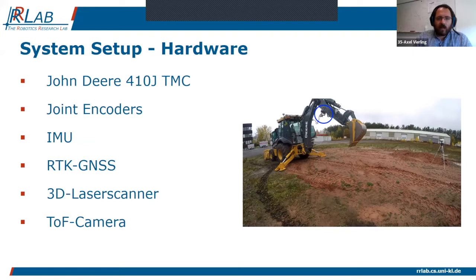We also have an RTK GPS or GNSS system to know the position. This is mainly used to know where we are with respect to our plan, because of course this excavation pit is usually planned beforehand and we want to excavate it with respect to this plan. The main sensors, however, which we used are the 3D laser scanner and the time of flight camera. They are mounted on the excavator in the blue circle, which you can see. And this will be our main source of sensor information.